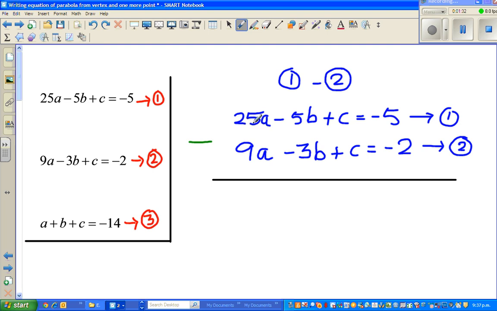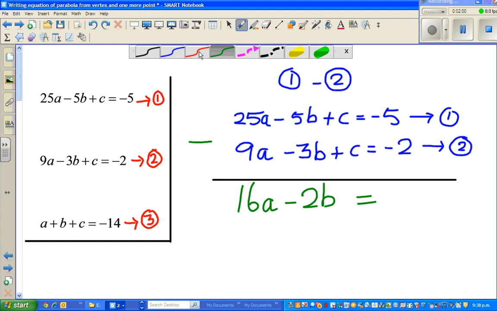So 25a take away 9a, you should know that is 16a. Okay. Now negative 5b take away negative 3b, that is negative 5b plus 3b, which is negative 2b. And plus c minus c will get cancelled. So let me use a different color to cancel. So this and this gets cancelled.